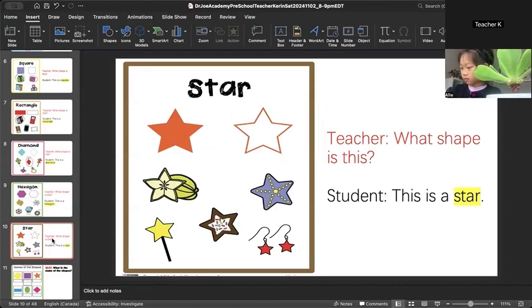And the last one, the very nice, prettiest one, the star. Can you give me this in full sentences? What is this? This is a star. Perfect. So as a star, we got some earrings, a cookie, a starfish, and a wand. Yes.